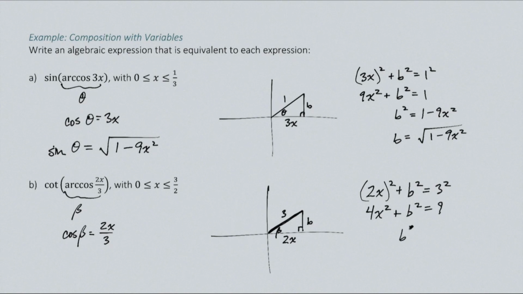And then subtract the 4x squared. We get b squared equals 9 minus 4x squared. And then take the square root. And again, when we do a square root, we get a plus or a minus. We pick which one based on what quadrant we're in, and in this first quadrant, this b value is going to have to be positive. So it's the positive square root of 9 minus 4x squared.